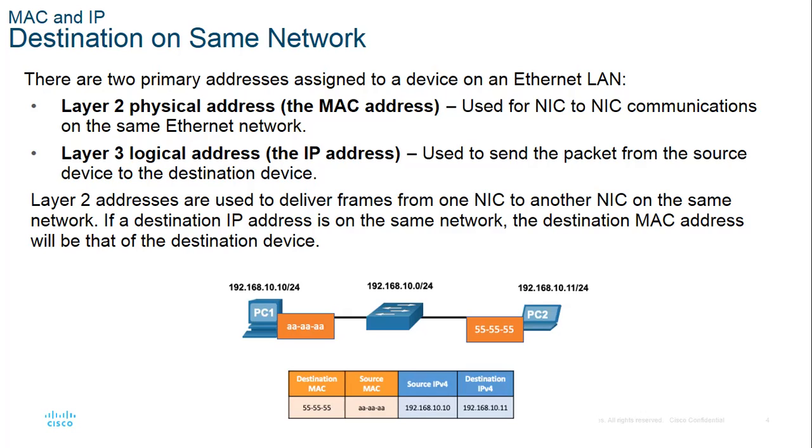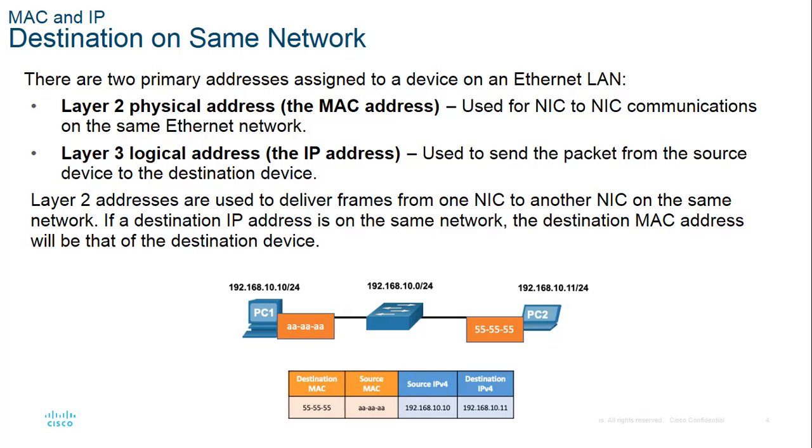To reach a certain destination, on your device, on the source, we know the MAC address, it's embedded on the network interface card. We know the logical address, it's configured on the layer 3 IP layer. While reaching the destination, we need to have the destination IP address and the destination MAC address.